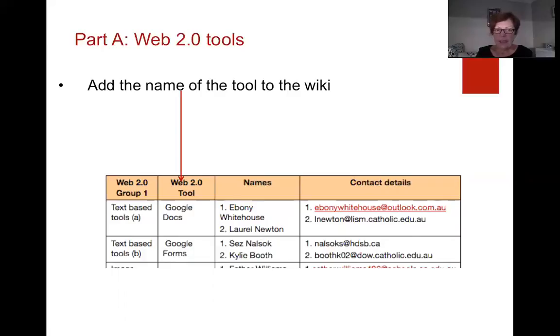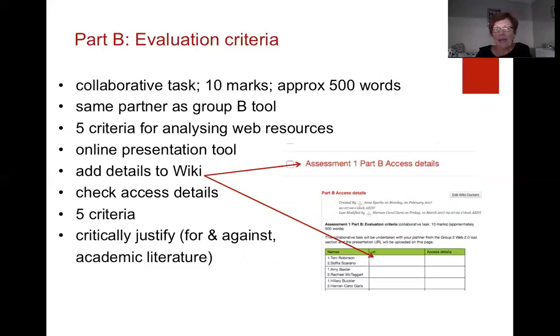So that's part A. Now, part B is also a collaborative task, and it's also worth 10 marks. And it's an approximate 500-word limit here. Because you're actually going to be doing this as a presentation, I'm not going to be counting exact words, but just an approximate. Now, you're going to work with the same partner that you had for the Group B tool. So just say you had Sue for Group 1 and you had Bob for the second group of tools. It's Bob that you're going to be working with.